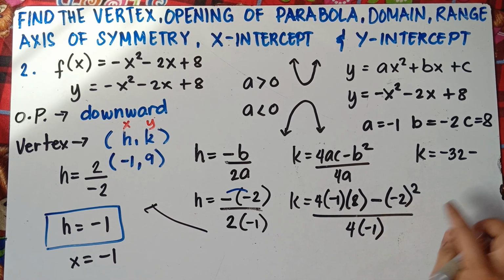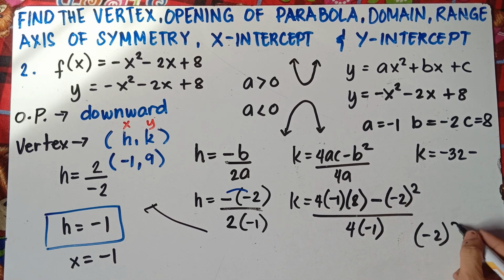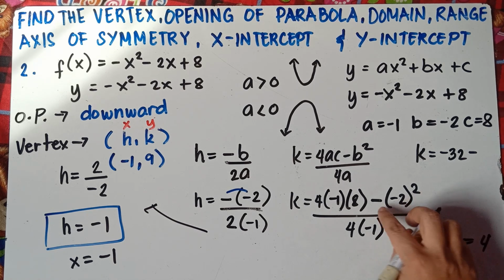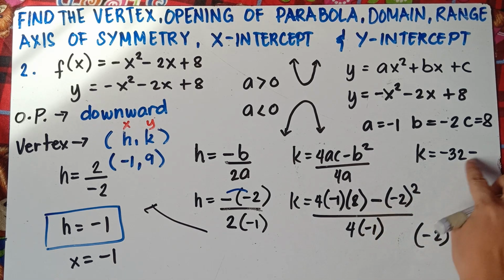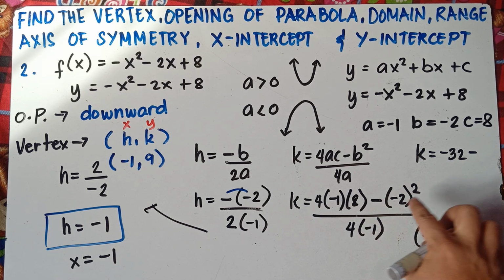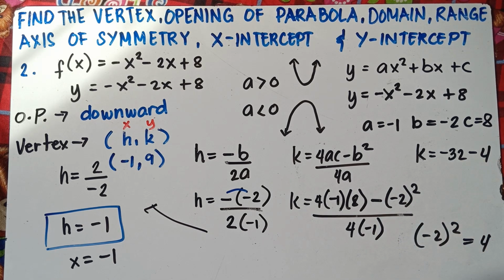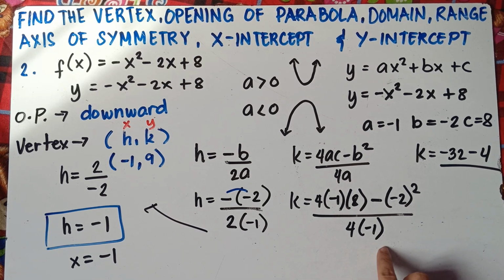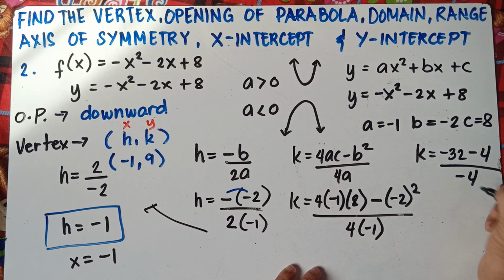Then minus negative 2, then squared. So it means negative 2 times negative 2, that's positive 4. So copy the minus sign, then negative 2 times negative 2 is positive 4. Alright, all over 4 times negative 1. So 4 times negative 1, that's negative 4.